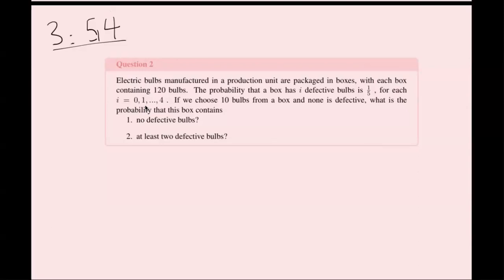Will you explain the sentence for each i? Yes, it just means the probability that the box has 0 defective bulbs is 1/5. And probability that a box has 1 defective bulb is 1/5. Similarly for 2, 3, and 4. But a box will not have more than 4 defective items. Does that make sense? Yeah.